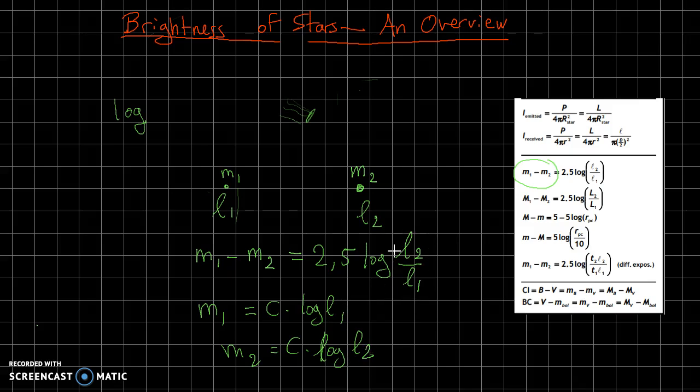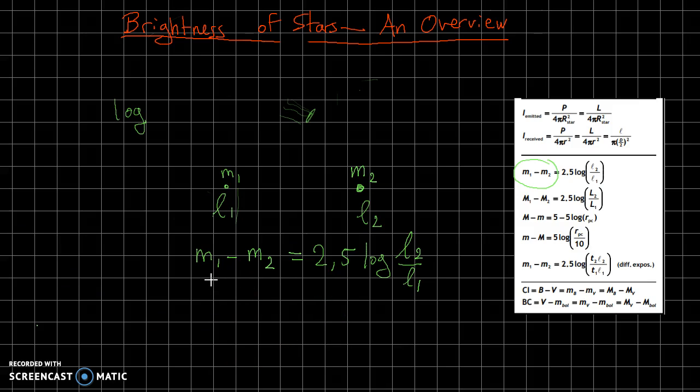But then you're thinking the ratio is in reverse order. It should be L1 over L2, not L2 over L1. This is because the magnitude scale decreases when you increase the brightness. This scale is inspired by the original magnitude scale that was developed by Hipparchus.